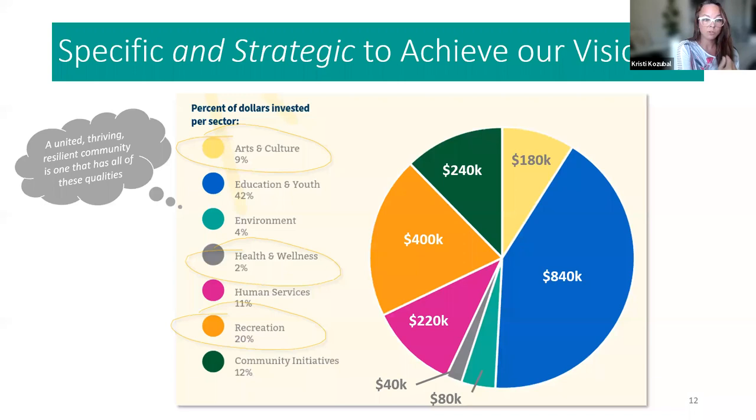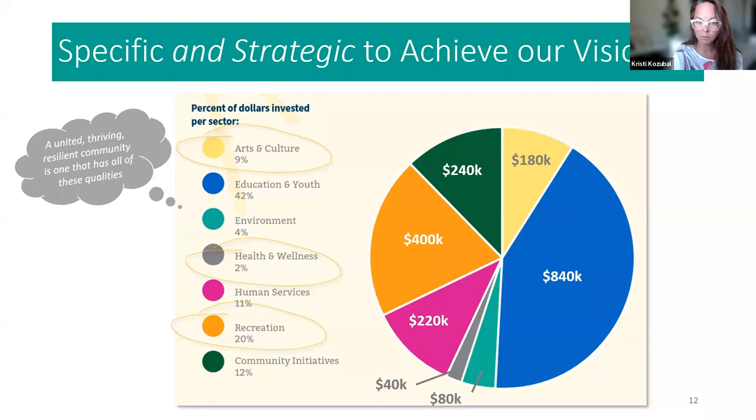And we're trying to change the conditions. Maybe the community wasn't so united. Maybe the community was divided. That was the problem. We want to be more united. How do we become more united? Well, we invest in community wellness. We invest in arts and culture, our education and youth. How do we become more thriving? Recreational opportunities, the environment. And then how are we resilient? Again, environment, health and wellness, human services.